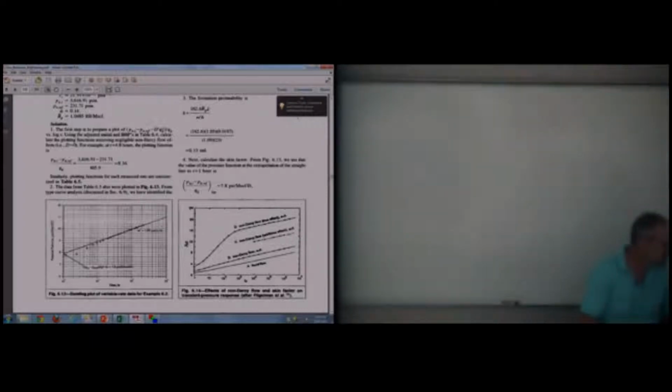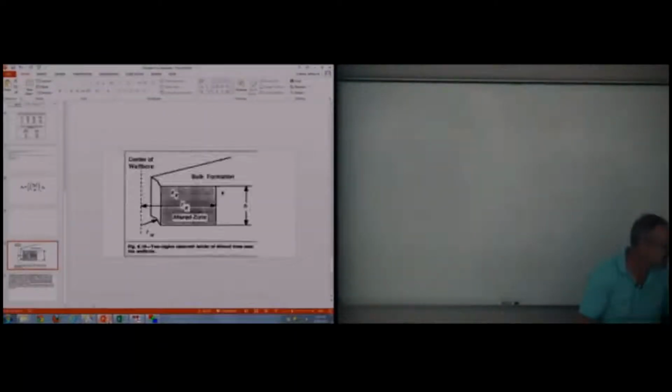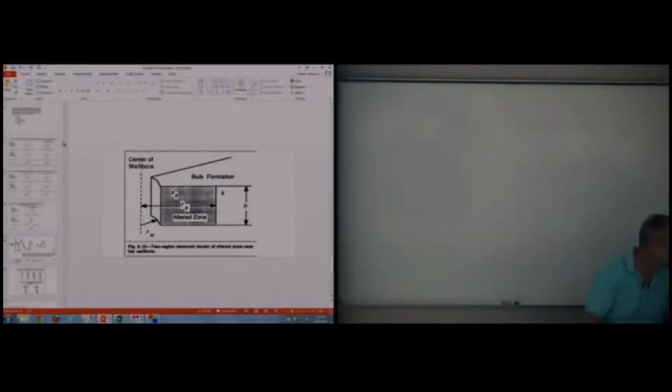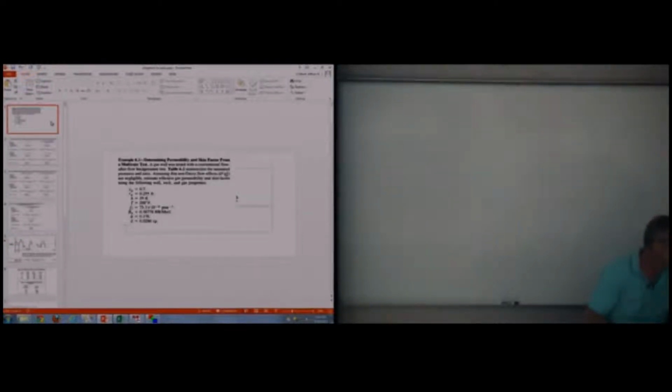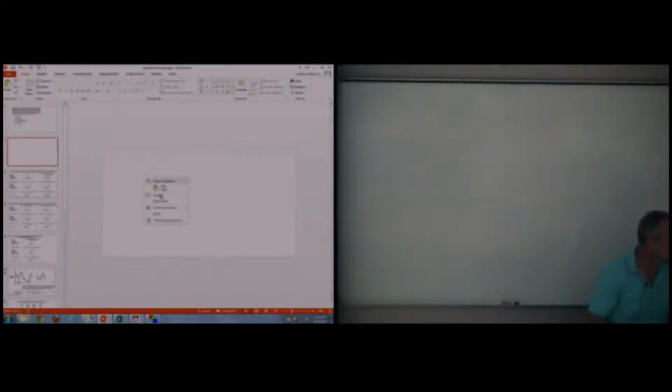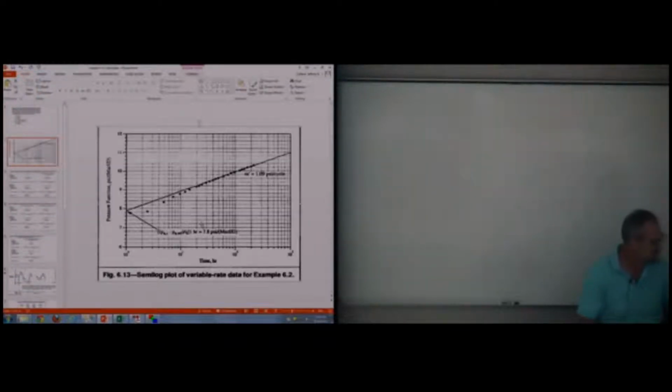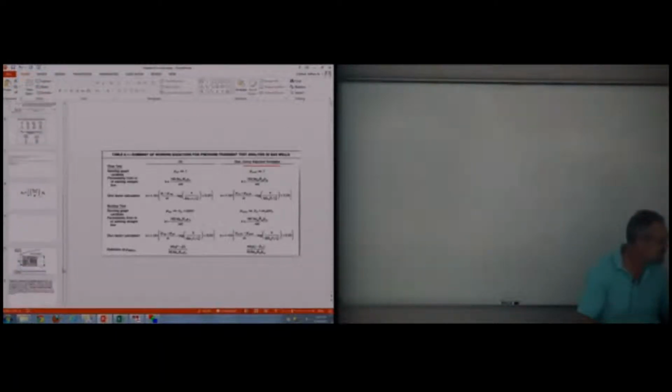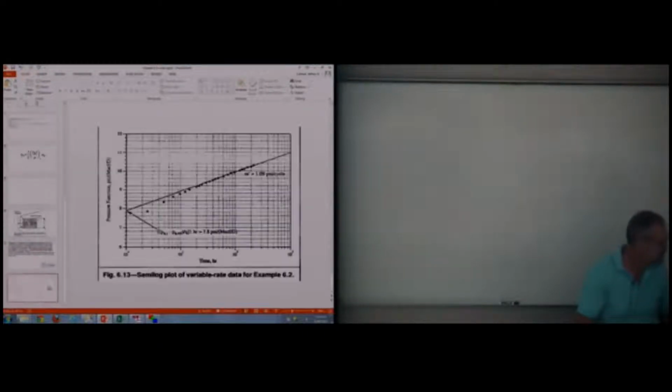Okay, so here's our little graph right here. I'll go ahead and put it in our PowerPoint. And where are we? We're up here. Permeability and skin factor from a multi-rate test. No, that's 6.2. But we are going to get to 6.1 a little bit later. I'll move it down here.